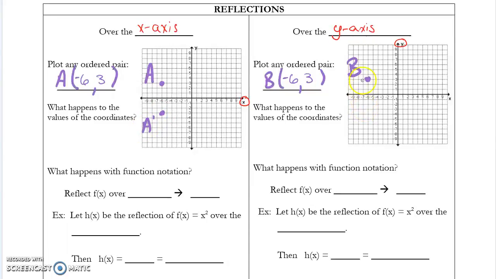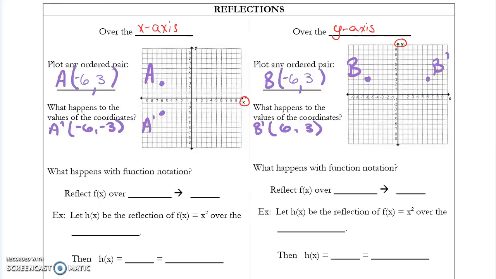And then I'll do the same thing with the point B, except now I'm reflecting it over the y-axis, my vertical axis. So it's going to go from here all the way to the other side of the y-axis, which is going to be at this point, which I will label B prime. B prime moved to 6, 3. A prime moved to -6, -3.